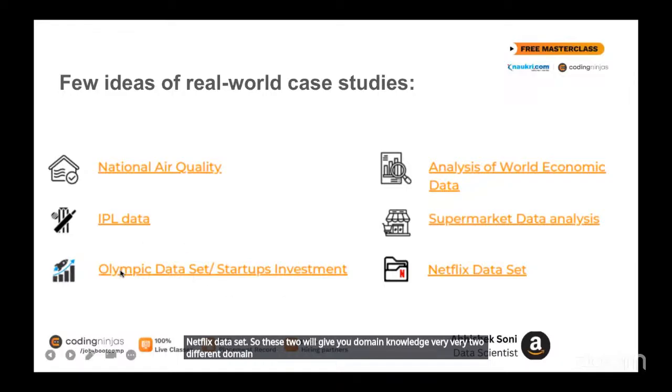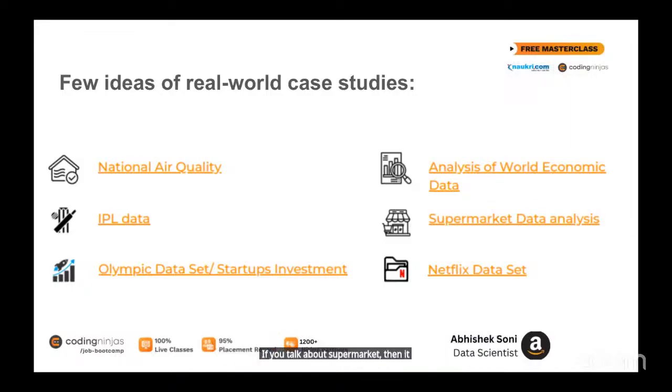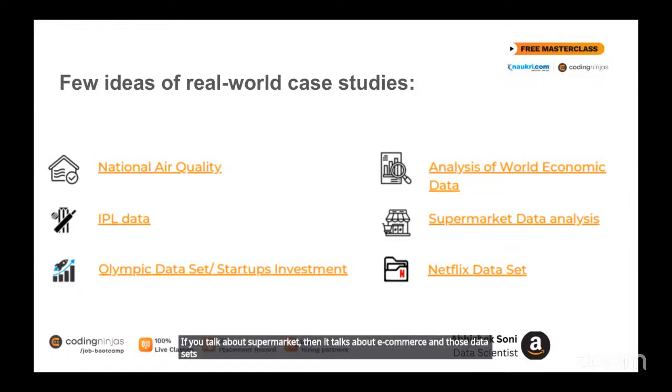If I talk about Olympic or IPL data, then it talks about the sports domain. If we talk about economic, then it talks about the consumer and product relationship and how economics are changing with time. If you talk about supermarket, then it talks about e-commerce and those data sets. So with these data sets, you will be able to understand how each domain works and what different problems can be solved within these domains. So it's good if you can cover these case studies as well.